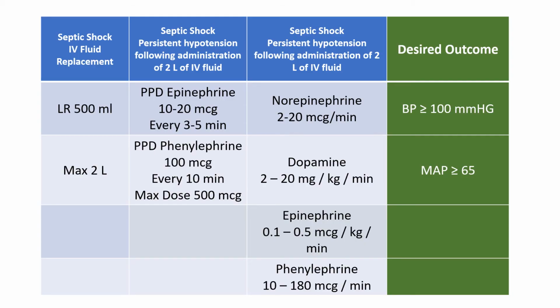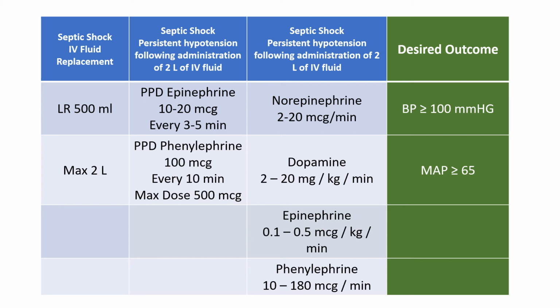Septic shock with hypotension usually requires aggressive IV fluid management and replacement. We utilize lactated Ringer's as opposed to normal saline, and we utilize 500 milliliter boluses to a maximum of 2 liters to achieve a desired outcome of blood pressure greater than or equal to 100 millimeters of mercury or a MAP greater than or equal to 65.